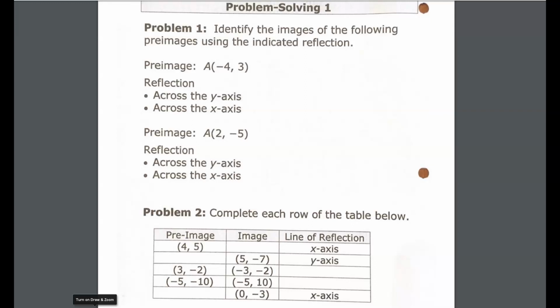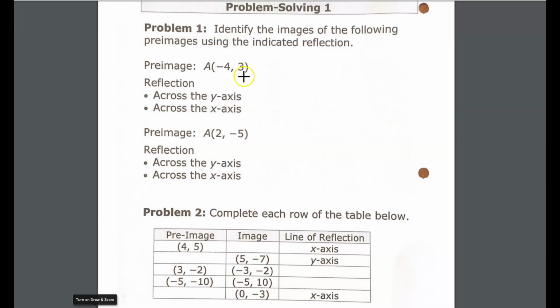Now hopefully you've already watched the play pause it and completed it, and learned from the play pause it that if you reflect an object over the x-axis, your x coordinates stay the same, but your y coordinates become the opposite. And for flipping something over the y-axis, then your y-coordinates stay the same and your x-coordinates become the opposite. So let's take a look at our problem-solving page here.